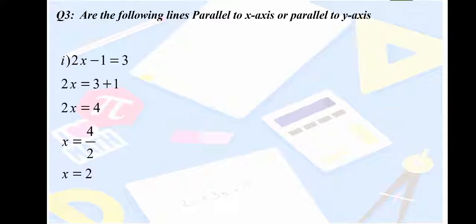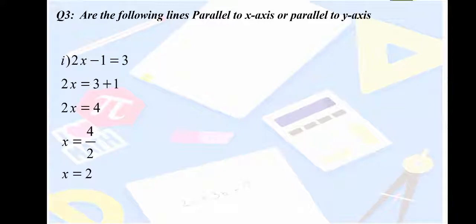Here minus 1 is a negative number. When it moves to the other side, it will become positive. So 3 plus 1 equals 4. So the equation will become 2x is equal to 4. 2 is multiplying by x. When it moves to the other side, it will divide 4. So the equation will become x is equal to 4 by 2. And 2 times 2 is equal to 4. So x is equal to 2. Here x is the constant number.